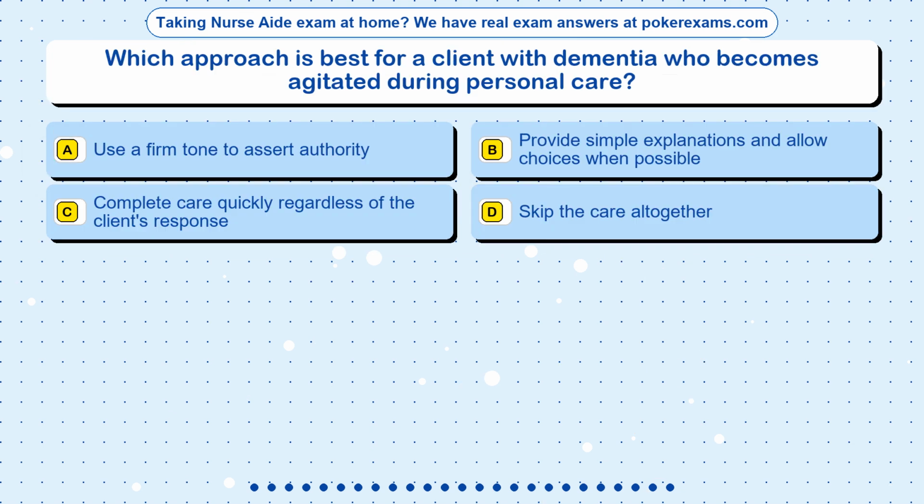Question 23. Which approach is best for a client with dementia who becomes agitated during personal care? Option A, use a firm tone to assert authority. Option B, provide simple explanations and allow choices when possible. Option C, complete care quickly regardless of the client's response. Option D, skip the care altogether.